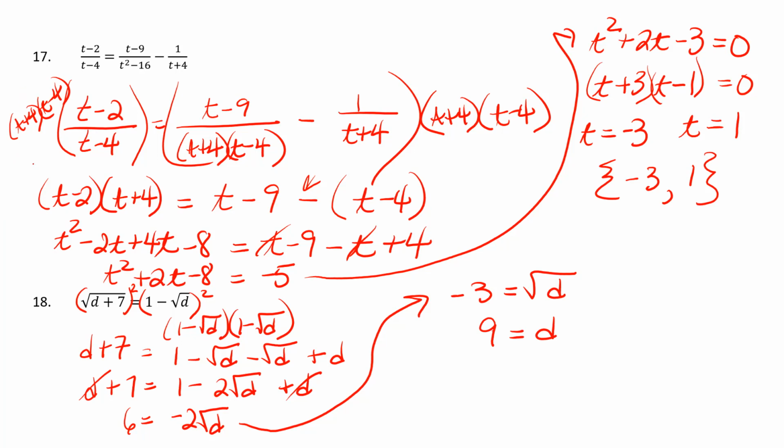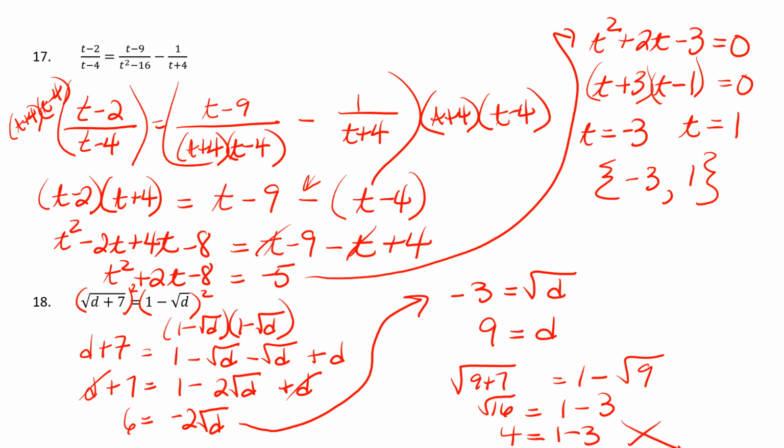And if it doesn't work, you can either know that you made a mistake, or you can know that this is a solution that actually doesn't work in the original equation, because we've added solutions when we square both sides that may not work in the original equation. So if we go back and check it, we put 9 in for d. We're going to get the square root of 9 plus 7 is equal to 1 minus the square root of 9. So the square root of 16 equals 1 minus the square root of 9, which is 3. And that says that 4 is equal to 1 minus 3. That's not true. So this is not a solution. And so we would say empty set.